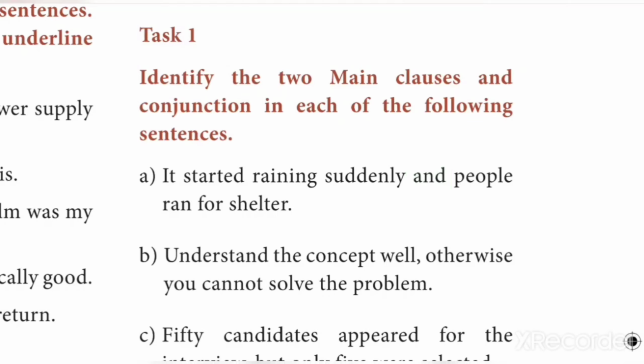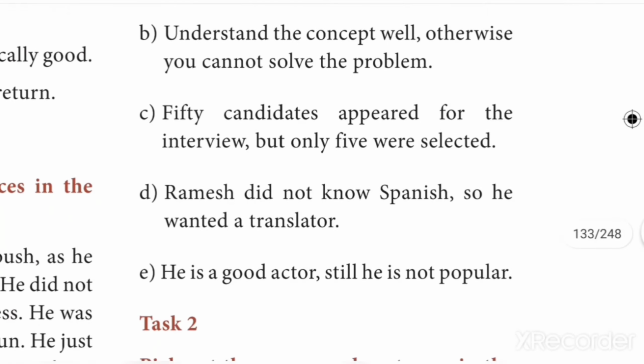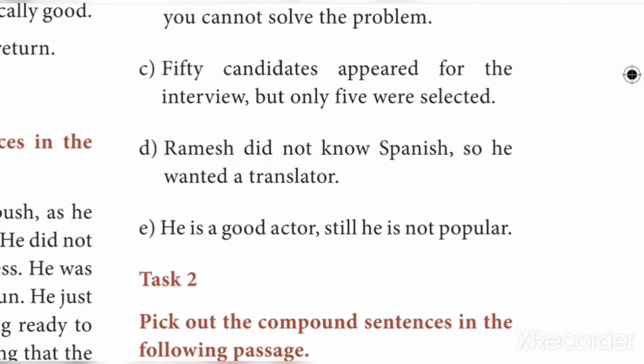Coming to the sentence B, understand the concept well and you cannot solve the problem. These 2 are the main clauses 1 and 2 respectively, and the word otherwise in between is the conjunction. Coming to sentence C, 50 candidates appeared for the interview, only 5 were selected. So these two are the two main clauses, main clause 1 and 2 respectively, and the word but in between is the conjunction.